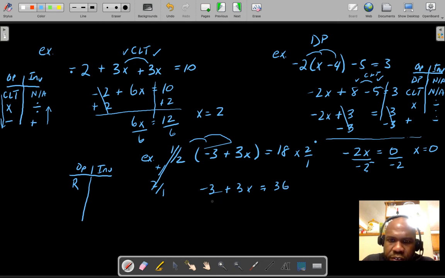Okay, 36. Now, after that, what do I do next? At that point, after I do the reciprocal, remember there's no inverse to that, so I'm going to write NA for that. Next, I almost did it for you, but we're going to -3 from both sides, so we've got to add 3, the inverse.